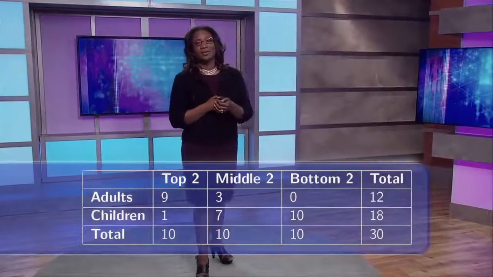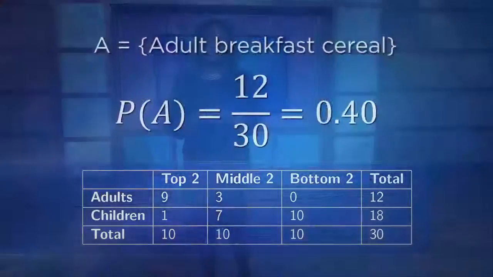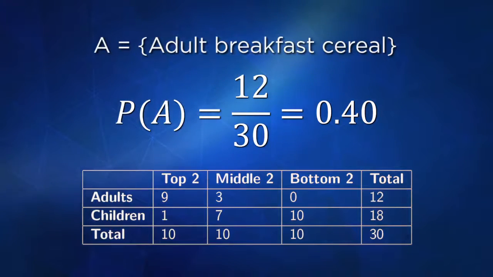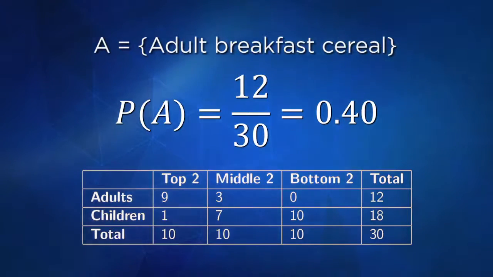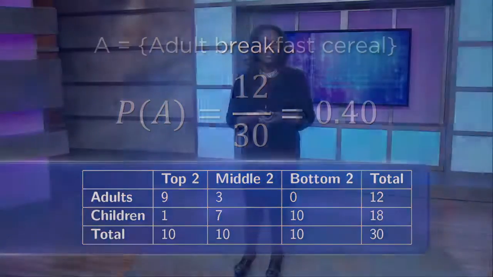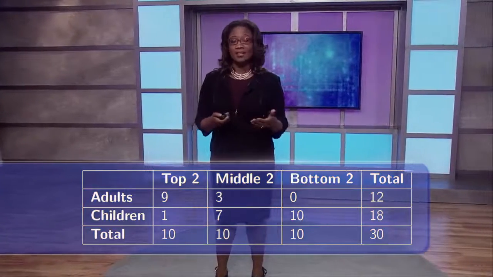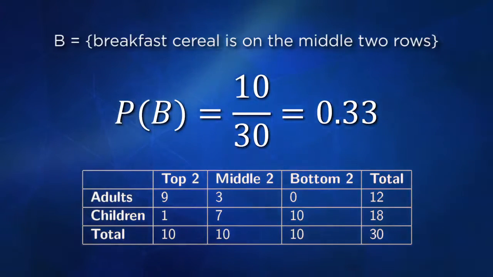Suppose we wanted to know the probability that breakfast cereal is targeted at adults. Let's call this event A. Well, the probability of A would be 12, which is the total number targeted at adults, out of 30, which is the total number of cereal boxes, or 40%. Now we could do the same type of calculation and determine the probability of breakfast cereal being in the middle 2 rows, for instance. Let's call that B. The probability of B would be 10 out of 30, or 0.33.